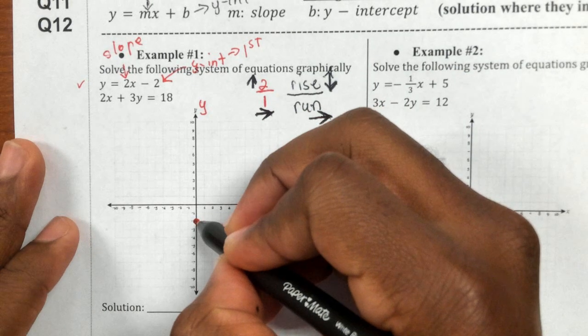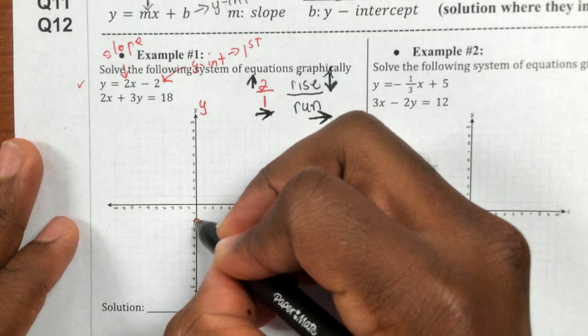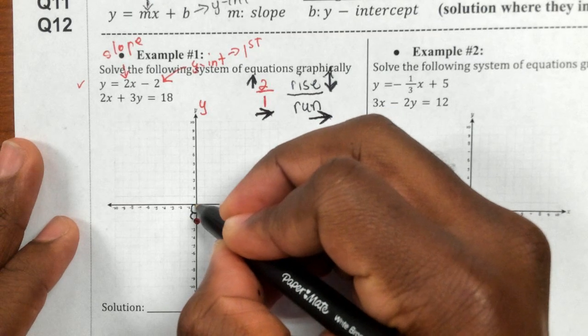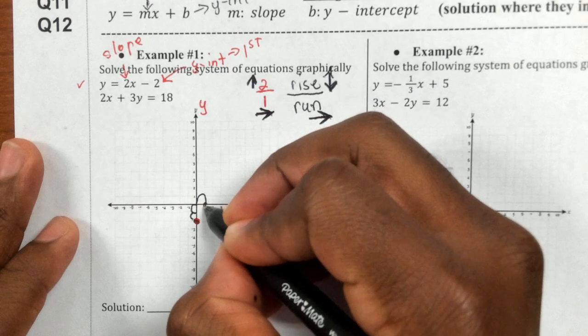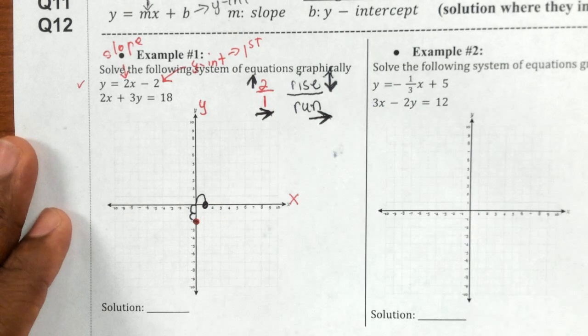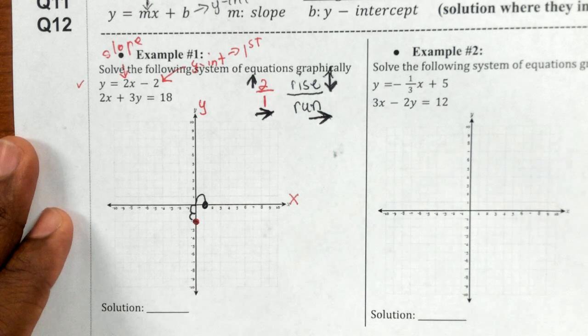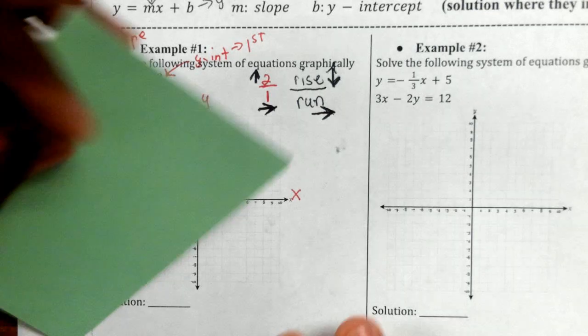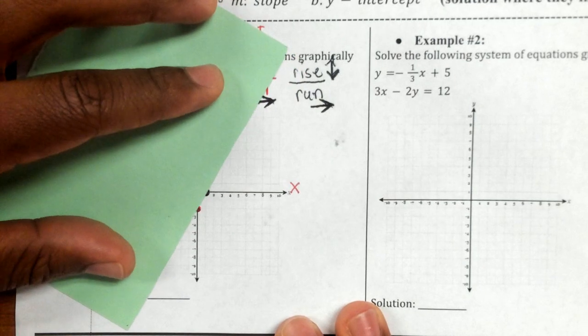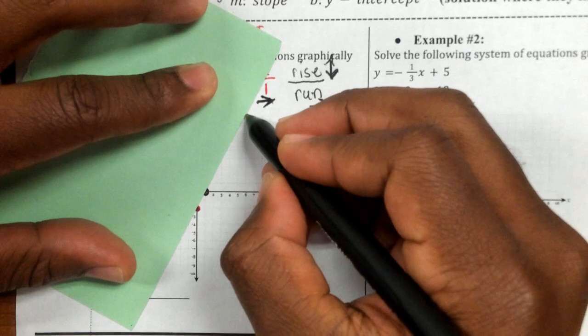A 1 will mean we're going to the right, because almost 99% of the time, we're going to the right. So I'm going to go to my starting point, and I'm going to go up 2 times, then to the right once, and then I'll put my point right there. Now you would use your ruler. I don't have my ruler, so I'm going to use a straight edge, and I'm going to draw my line.